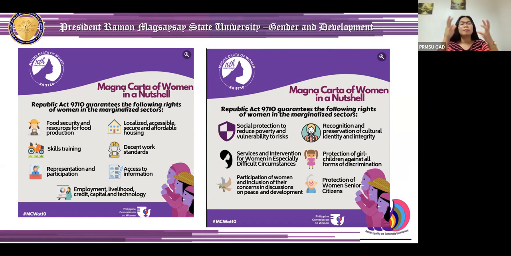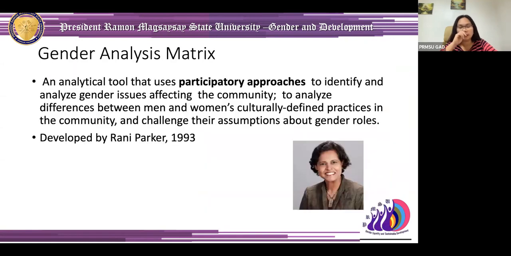So any program po na anchored to the Magna Carta of Women, and then we address issues of men and women, that could tell us whether our extension program is gender responsive or not. So if we are able to address some concerns involved in the Magna Carta of Women, then that means we are somehow producing or developing a gender responsive extension program. Now I will show you some approaches.